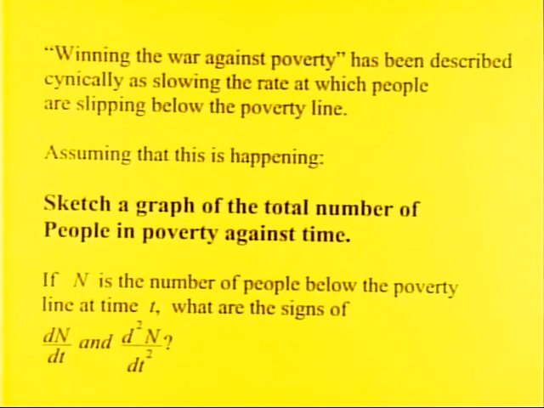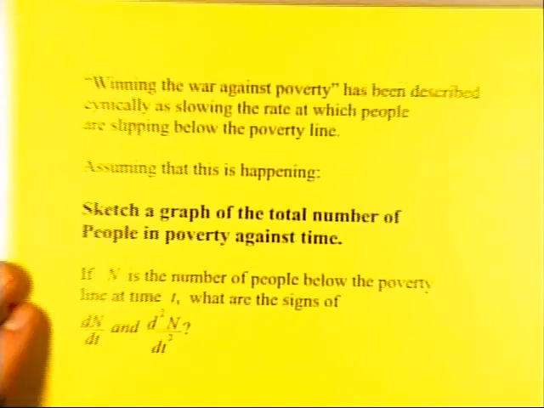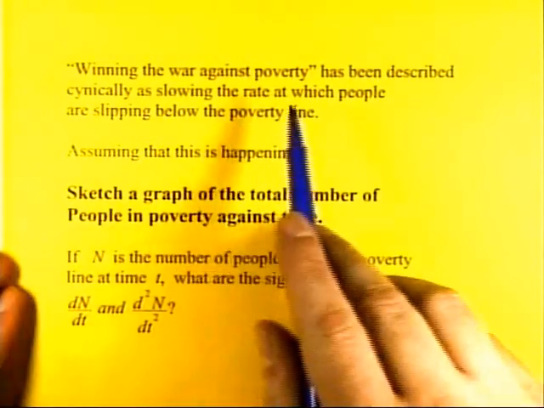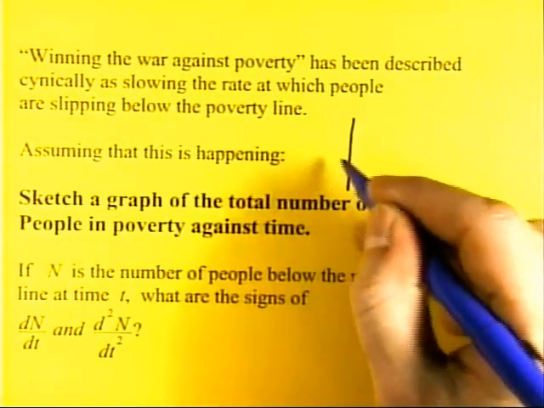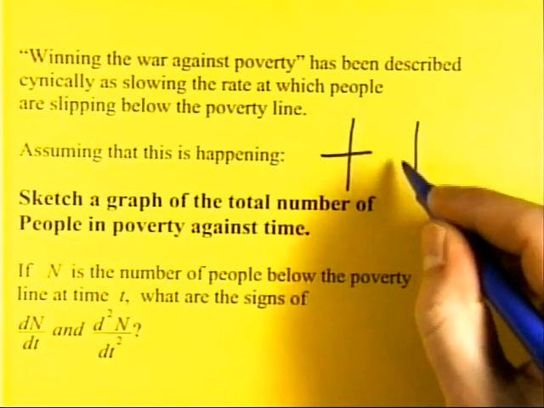Well, we don't have to worry about that. But if n represents the number of people below the line at time t, what are the signs of dn/dt and the second derivative with respect to t? What are the signs, meaning are they positive or negative? Positive. Hey, let's tell me if it's been described as slowing the rate at which people are slipping below the poverty line. With the graph, I'm going to draw a couple graphs and you tell me.